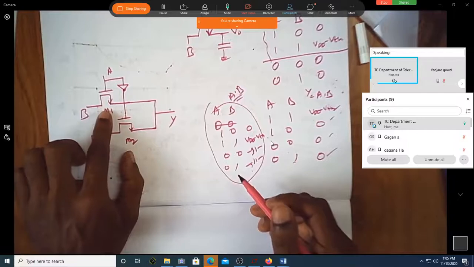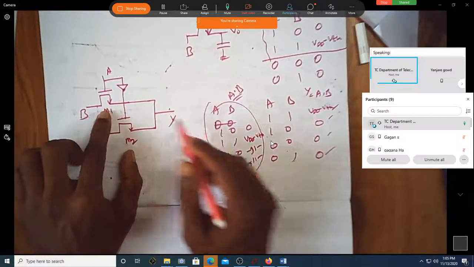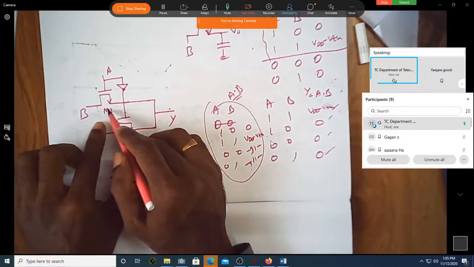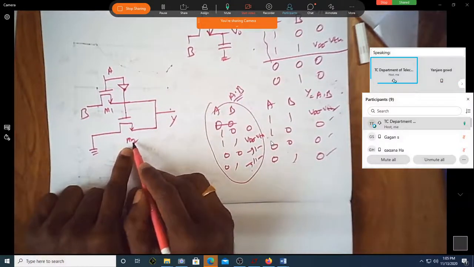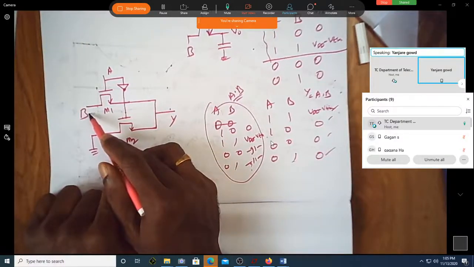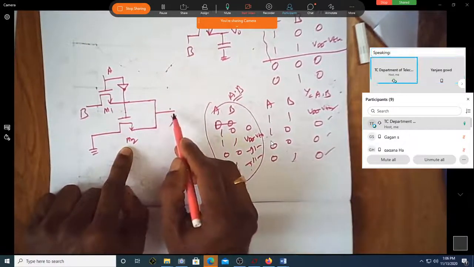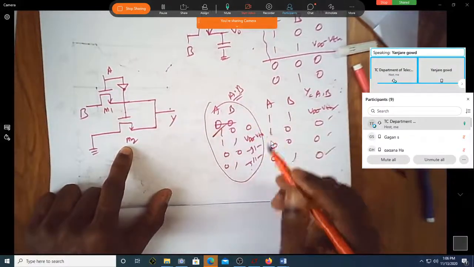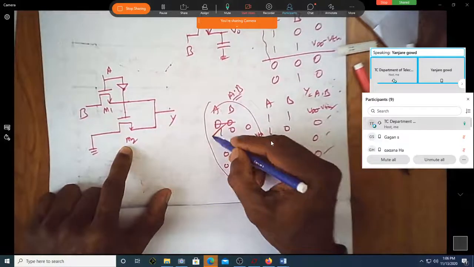If this is actually an inverter, when A is equal to 1, M1 is on, M2 is off, no? Yes, sir. So M2 is off. If it is 0, it won't charge at all. Correct? This is fine. This is done. How about this?